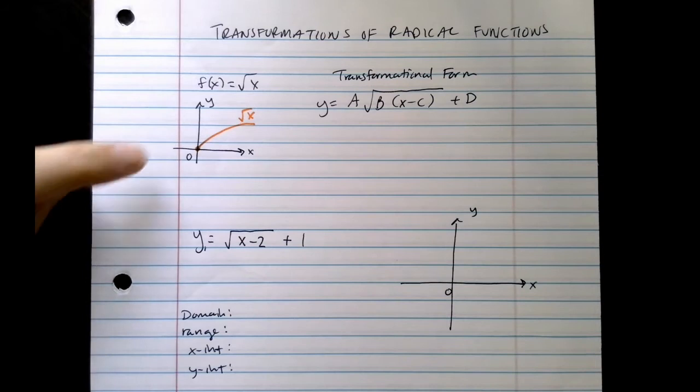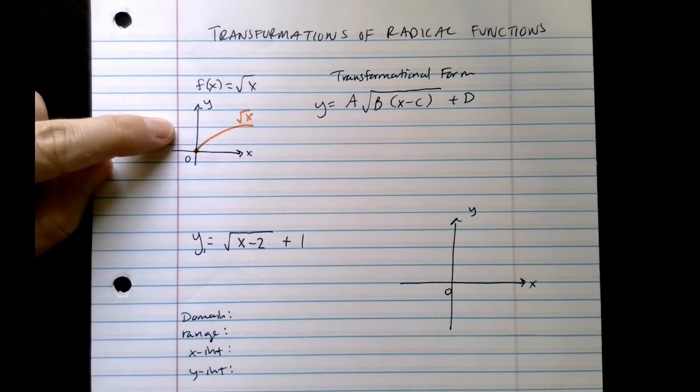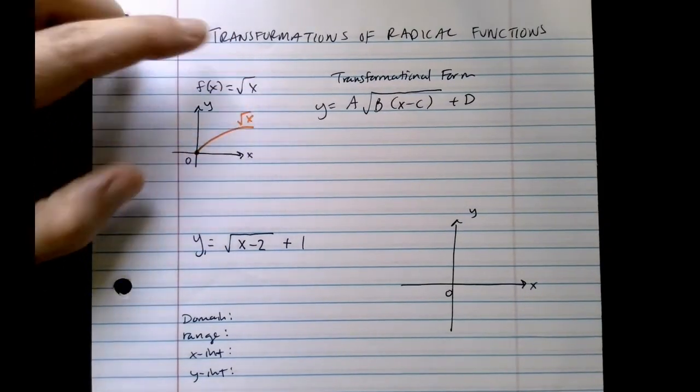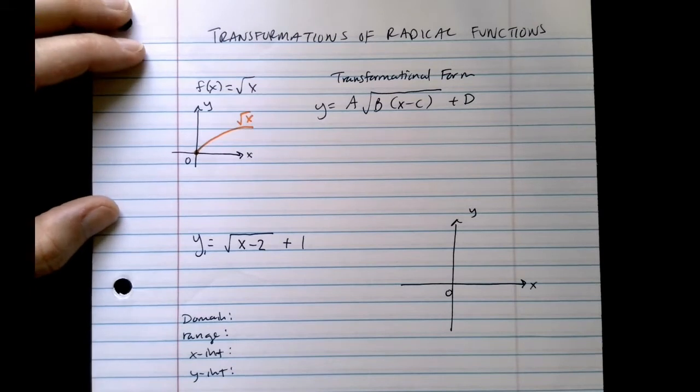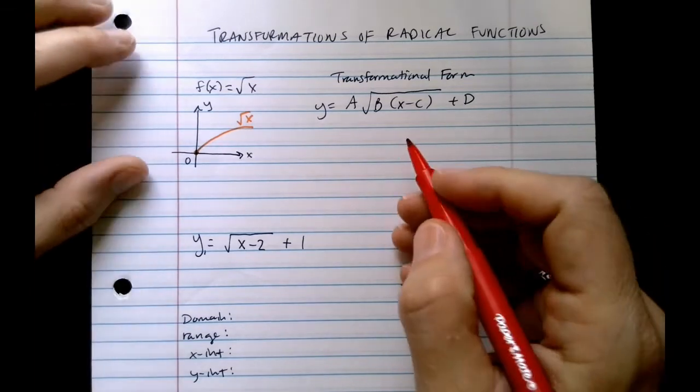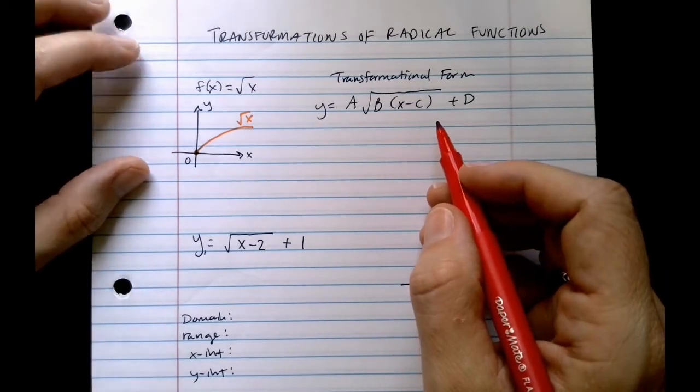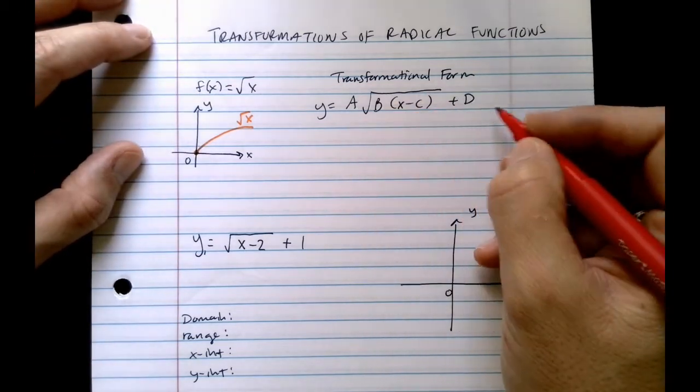We know what the parent square root function looks like. However, it can be transformed. So let's briefly talk about what happens when it gets transformed. So this is the transformational form of a square root function. Let's quickly go through each part here.